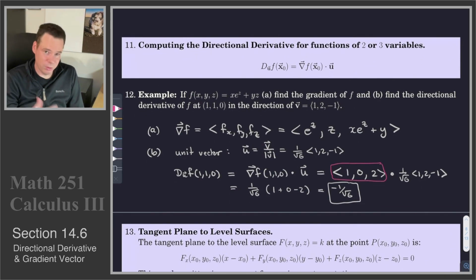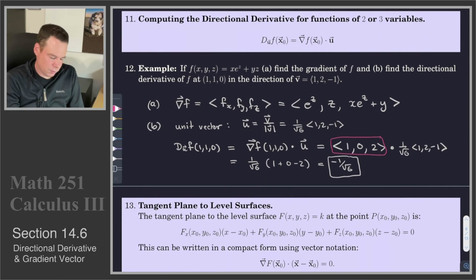So if you're thinking about being in space, and this is a temperature function, you're standing at the point 1, 1, 0, and you want to move in a direction where the temperature increases as rapidly as possible, point yourself in the 1, 0, 2 direction and start moving in that direction. That's where the temperature is going to increase as rapidly as possible. Any other direction it won't increase as rapidly. How about if you wanted to go in the direction where it decreased as rapidly as possible? Then you'd point yourself in the opposite direction, negative 1, 0, negative 2, and go in the other direction, and then the temperature would drop as rapidly as possible.